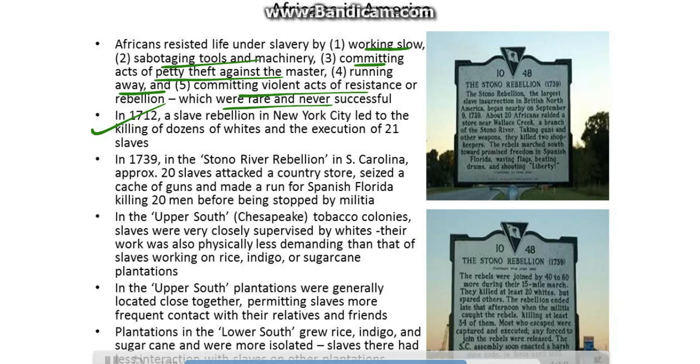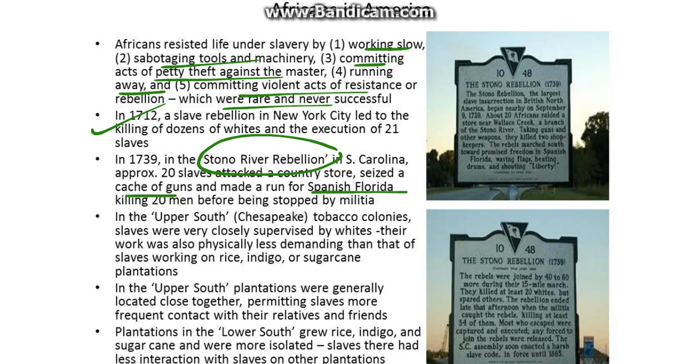execution of 21 slaves. In 1739, in the Stono River Rebellion in South Carolina, approximately 20 slaves attacked a country store, seized a cache of guns, and made a run for Spanish Florida, killing 20 men before being stopped by militia.